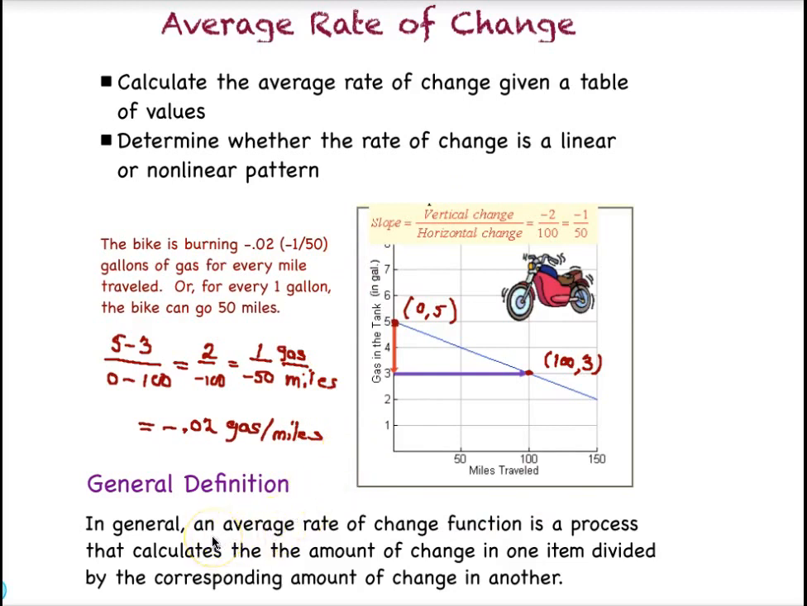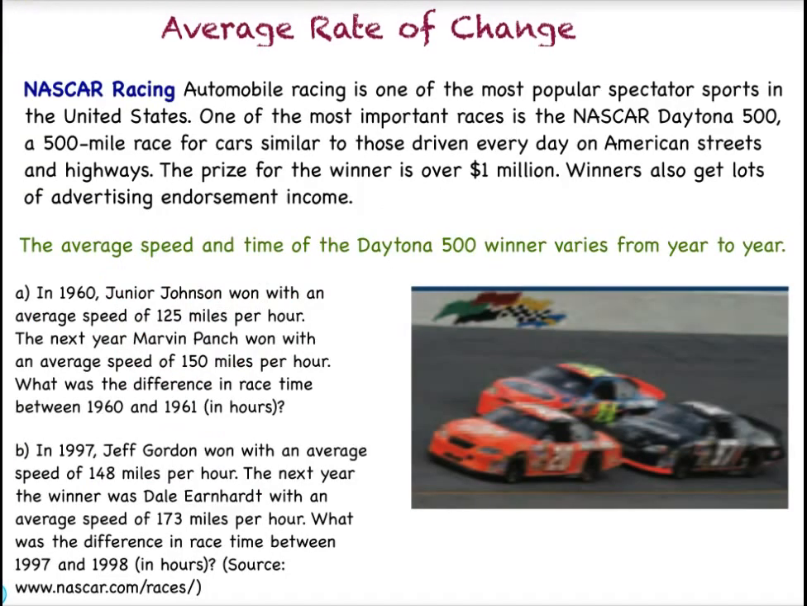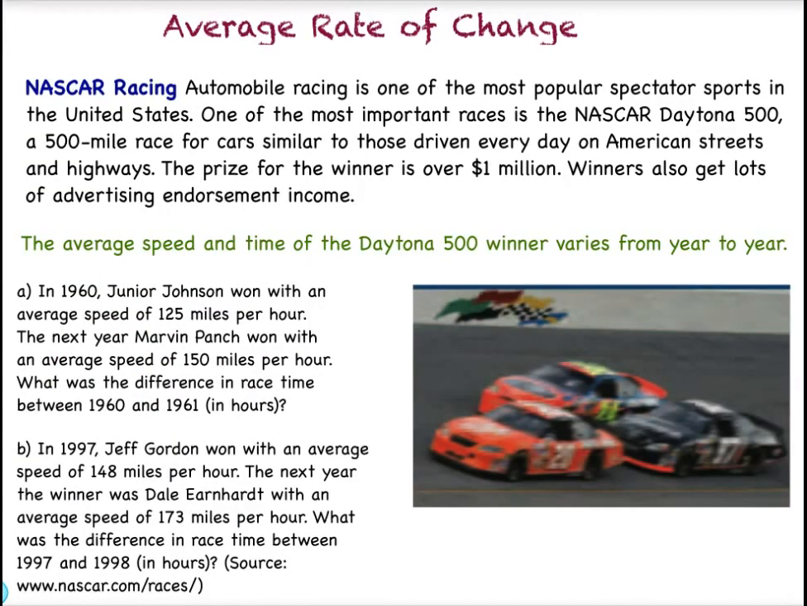Look at our general definition. An average rate of change function is a process that calculates the amount of change in one item divided by the corresponding amount of change in another. So we looked at the change in the gas in the tank over the miles traveled. So we compared those two. Now let's look at another example.